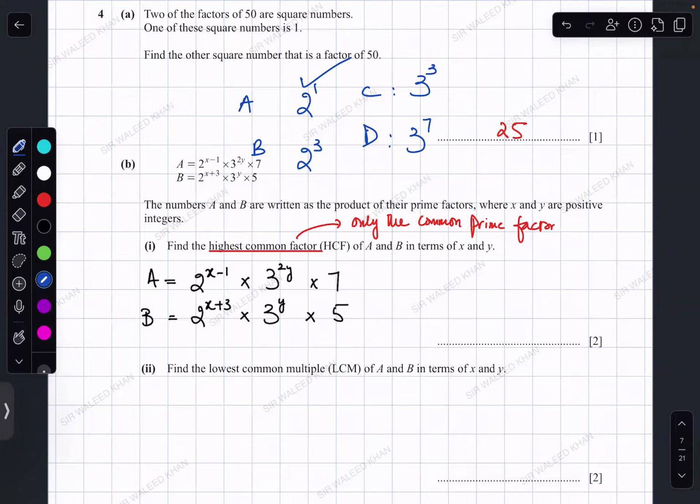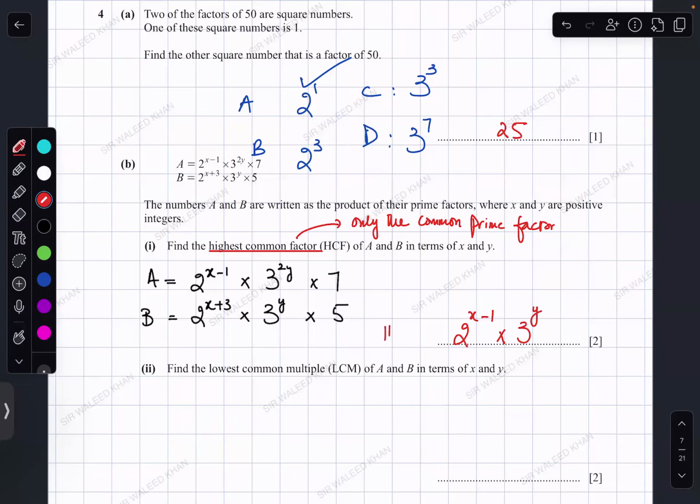Now looking at this, they are saying that X is not a negative integer. It is a positive one. So tell me, is this the bigger number or is this the bigger number? The first one, 2 power x minus 1. So that means the common in these two should be 2 power x minus 1. Exactly. And what about this one? Which is common? 3 power y or 3 power 2y? 3 power y. There you go.